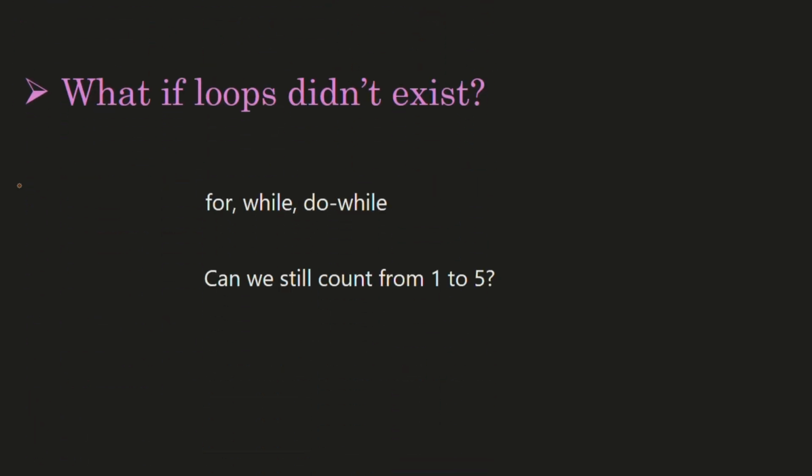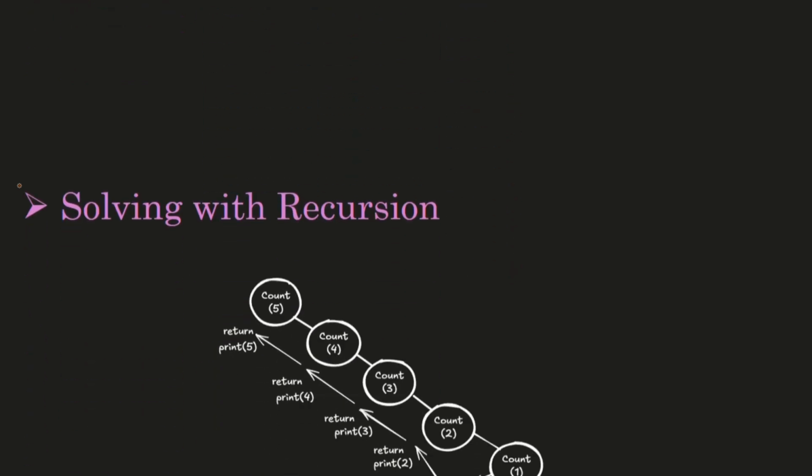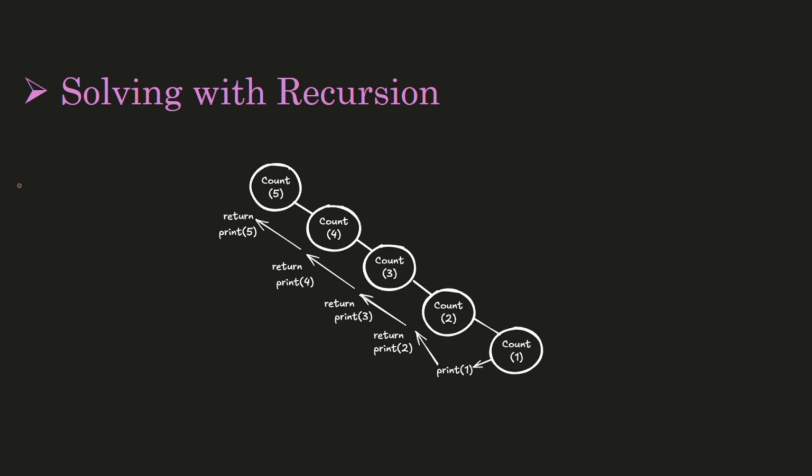But what if we couldn't use a loop? Imagine a programming language that didn't support for, while, or do while, but still expected you to solve the same task. Can we still count from 1 to 5 somehow? Yes, but instead of repeating with a loop, we'll repeat using ourselves. Or, more accurately, using the same function calling itself.